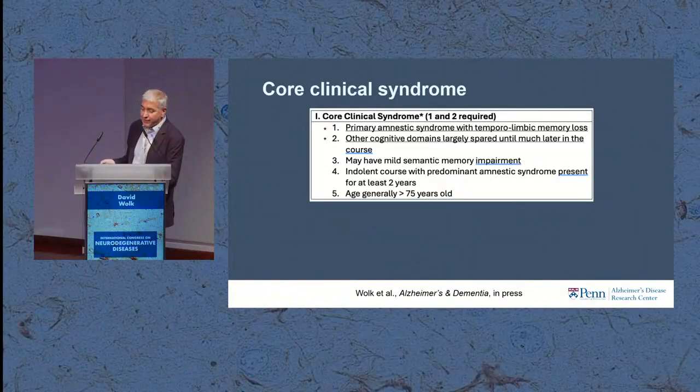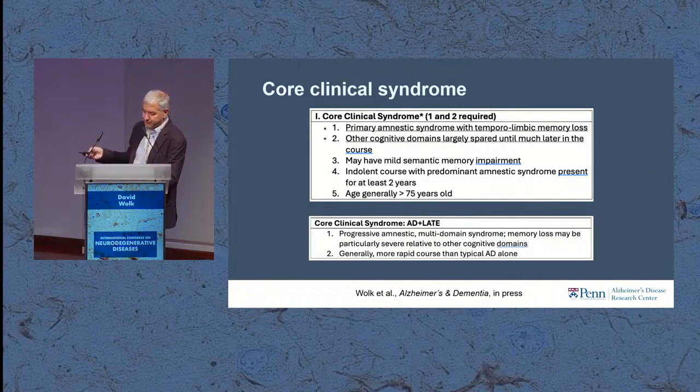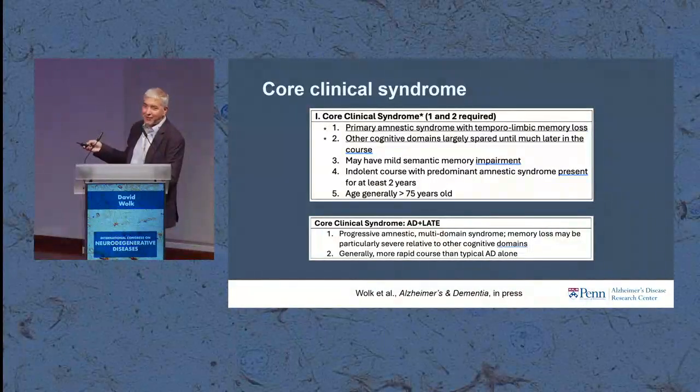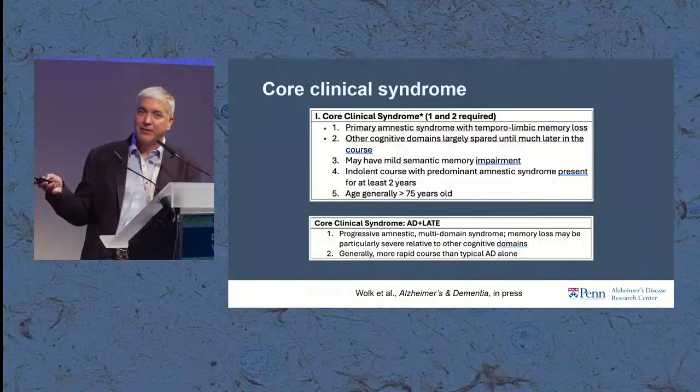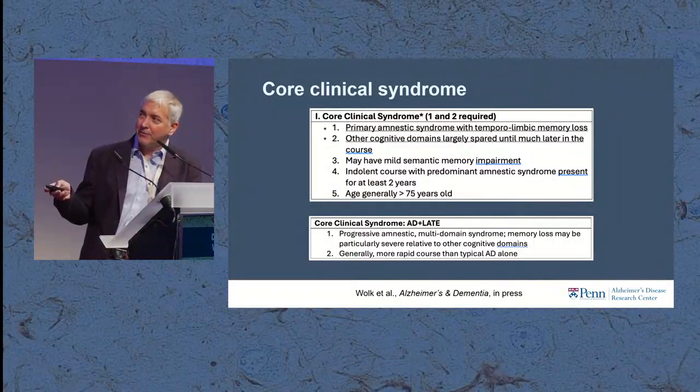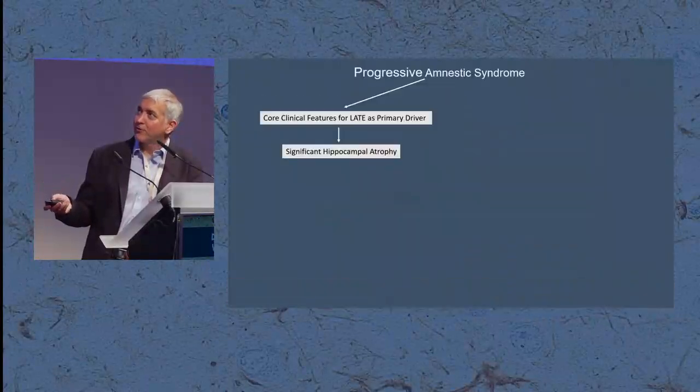And so in order to have LATE as the primary driver, we expect a core clinical syndrome of amnesia, other domains largely impaired, maybe a little bit of semantic memory impairment, and a very slow course. With AD, it's harder because these patients will look like AD patients in that they'll have an amnestic multi-domain syndrome, but they likely have more memory loss relative to other domains, and they generally have a more rapid course.